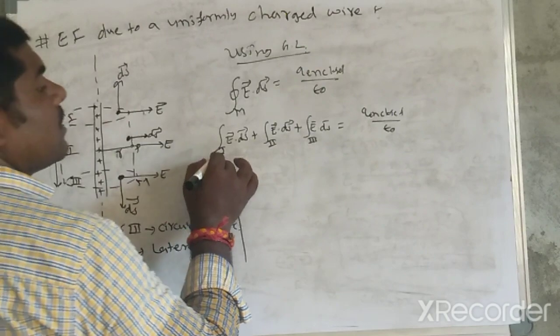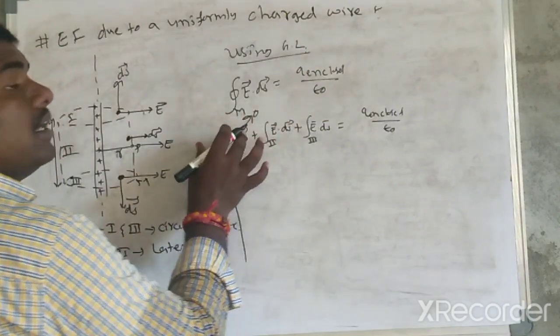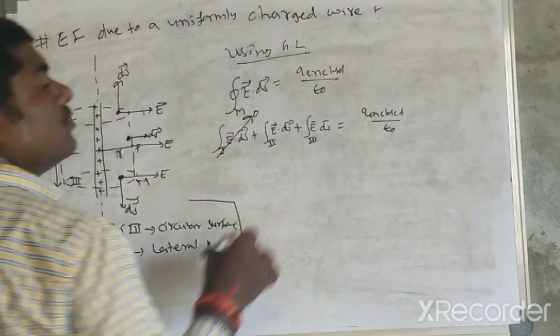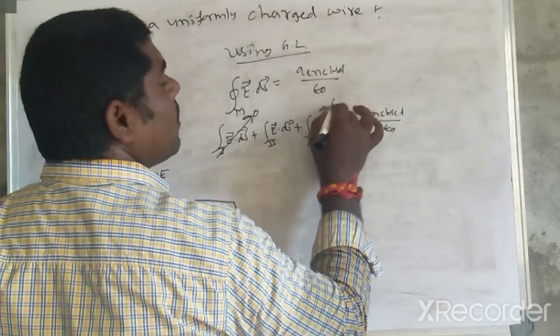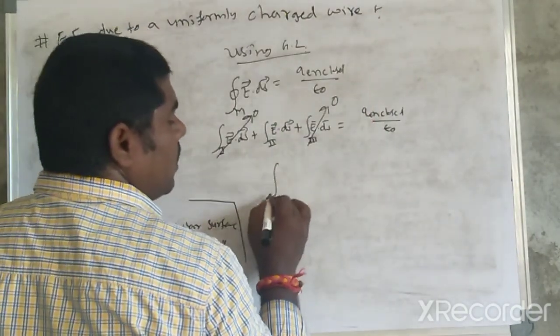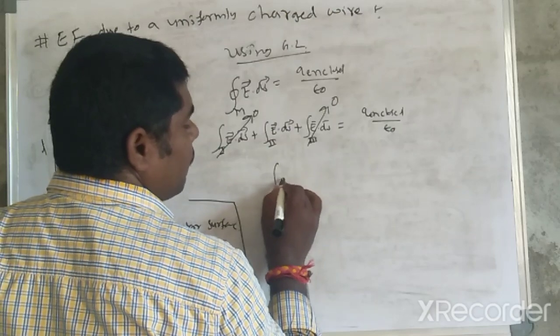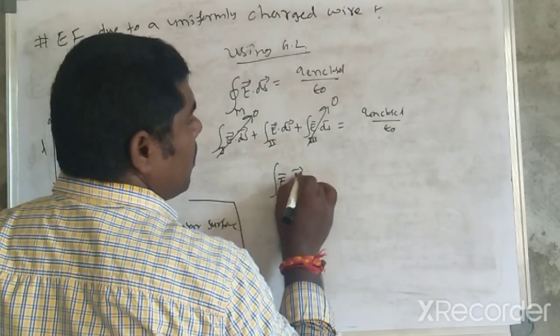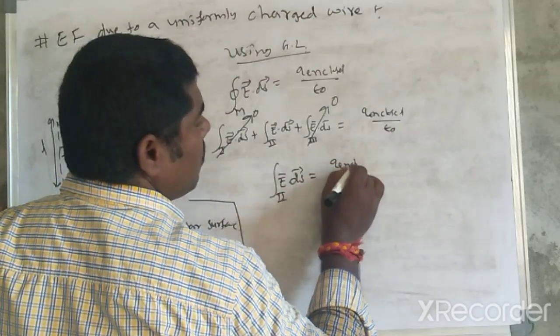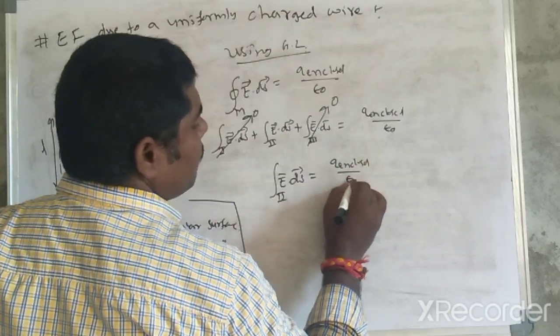So here the electric field and the surface area, these two are perpendicular to each other. That's why here the electric field won't exist in total. Here the E dot dS value becomes 0, and here also similarly 0. Finally the integral over the second surface of E dS bar is equal to q enclosed divided by epsilon naught.